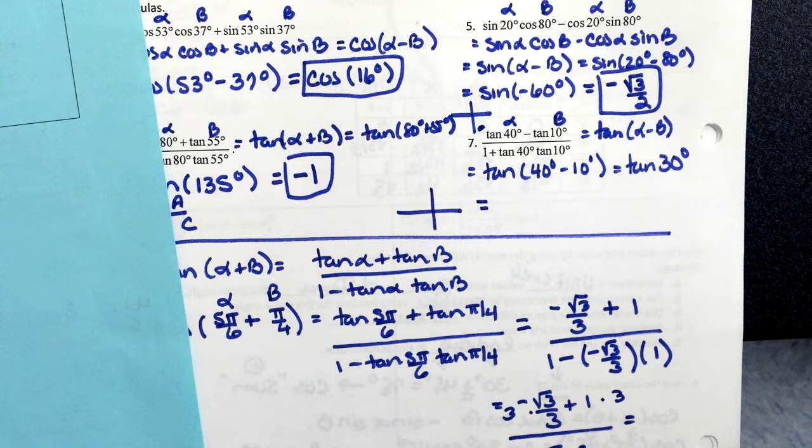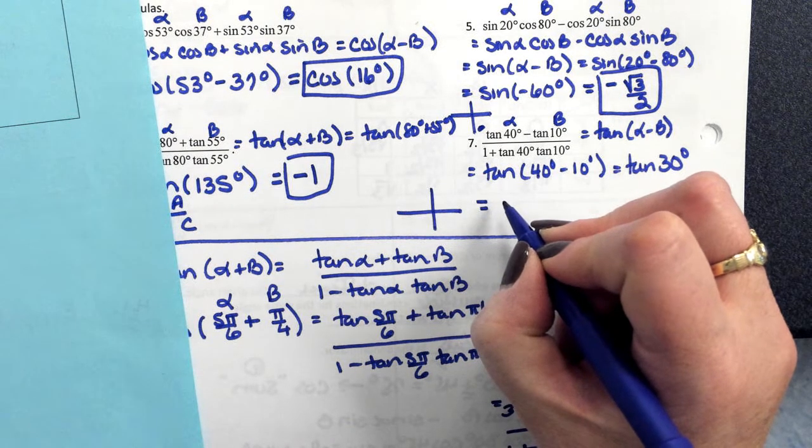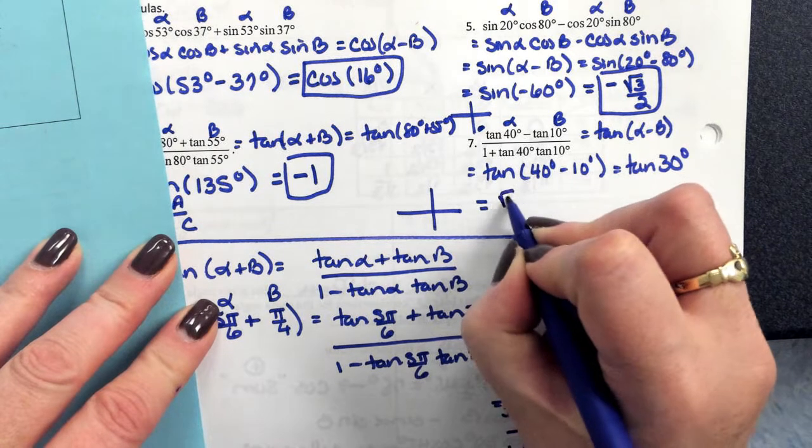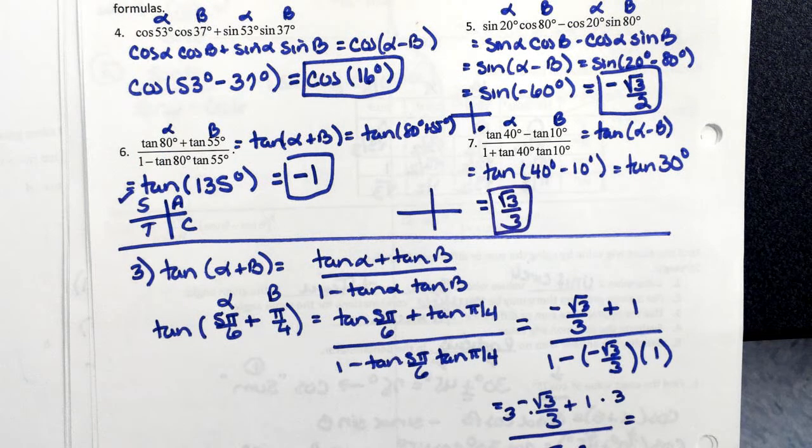Now remember, 30 degrees in radians is your pi over 6 family. So what is the tangent of 30 degrees going to be equivalent to? Is it 1? Is it square root of 3? Or is it square root of 3 over 3? Square root of 3 over 3. Again, get to know your unit circle. All right? Any questions on when you work the tangent sum and difference formulas backwards?